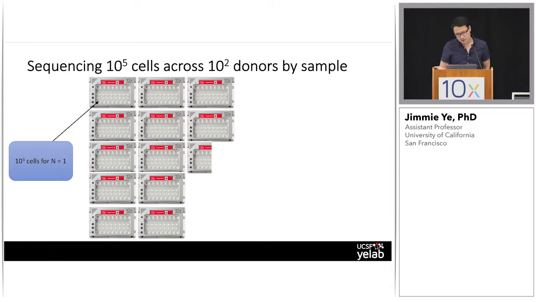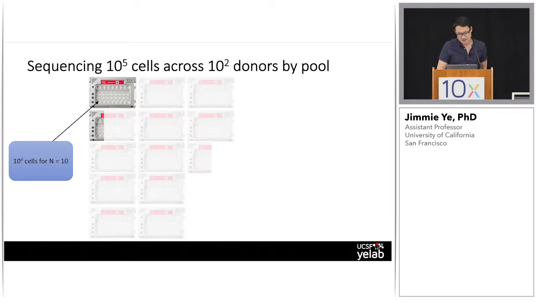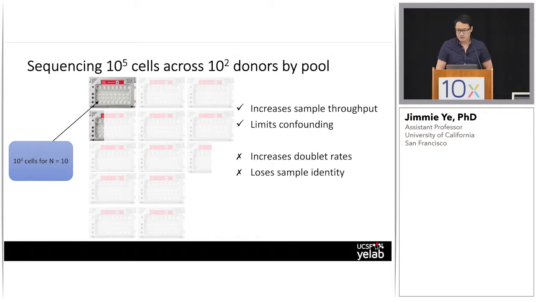But I said earlier, per channel, you can actually sequence up to 10,000 cells. So an alternative strategy would be to load cells from 10 people and target 10,000 cells in each well. So obviously, if you do this, we increase the sample throughput, and we can also eliminate some of the confounding effects from perhaps manufacturing or just handling lots of different samples. But the obvious caveat and the downside to this experiment would be that we would increase the doublet rates, and we would also not be able to identify sample identity.